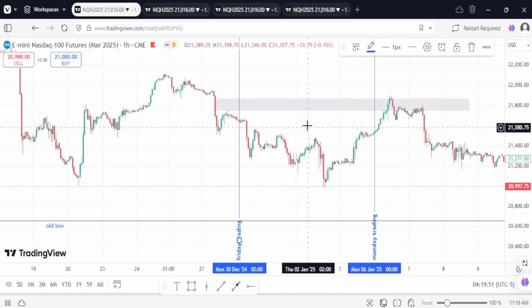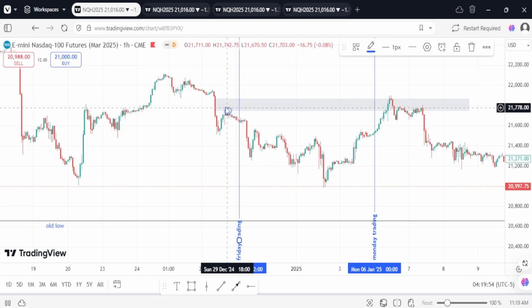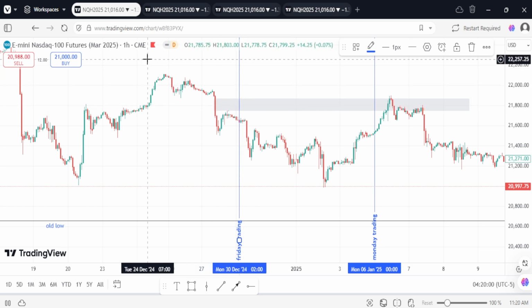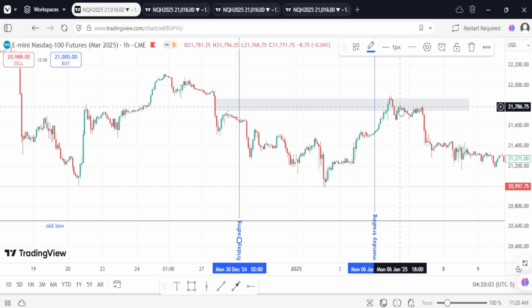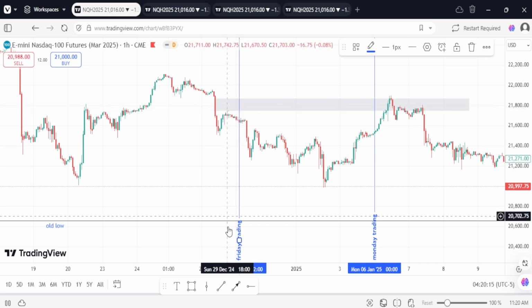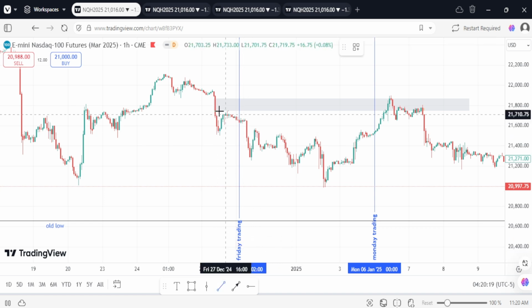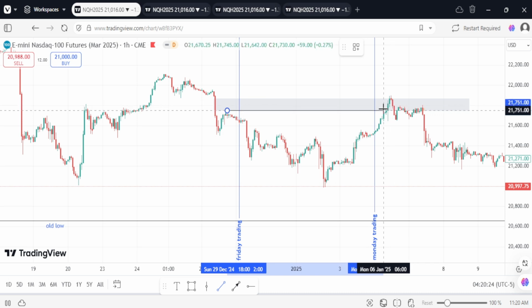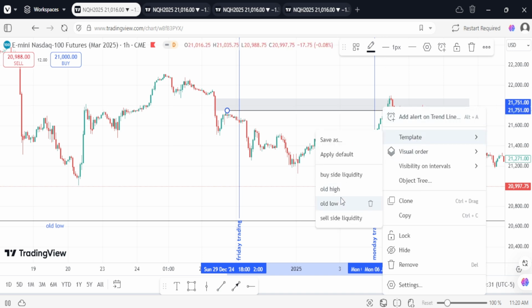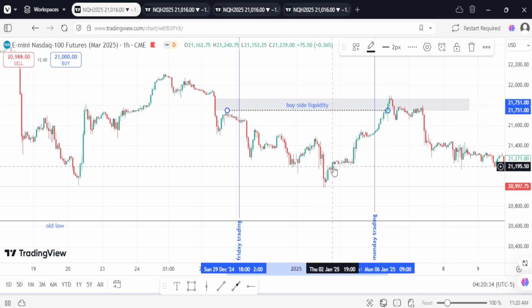The price action went to fill this fair value gap, which formed in a daily chart and has also been transposed into a 1 hour chart. Now on this Monday, price went and swept the liquidity from the other week, which was formed on Friday. So here we have this liquidity, so we can mark this as a buy side liquidity.